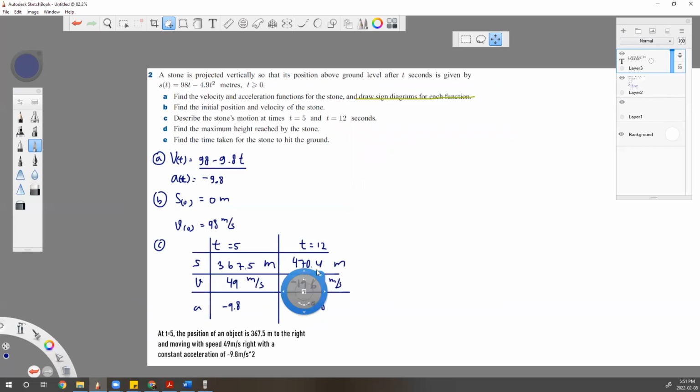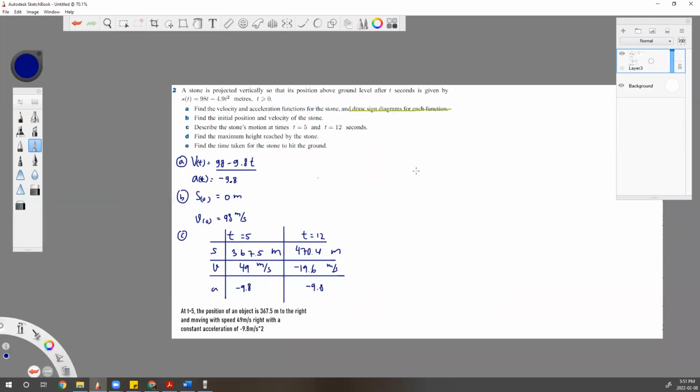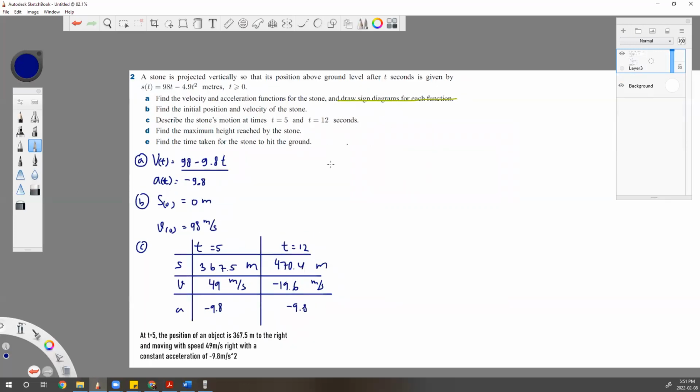How about t equals 12? You do it on your own, I'm wasting time. 470.4 meters to the right and moving with speed 19.6 meters per second to the left, right? Because it's negative, with a constant acceleration of negative 9.8 meters per second squared. Okay, that's it.